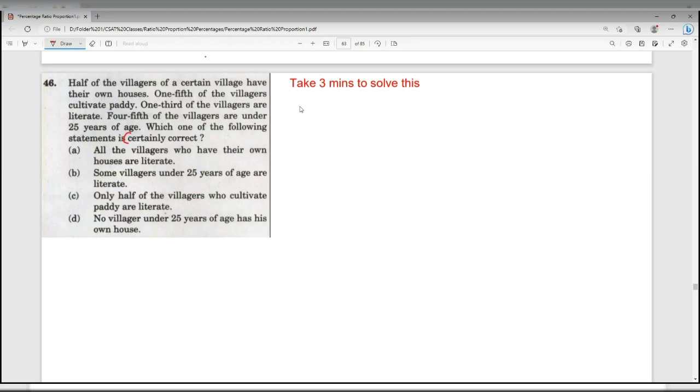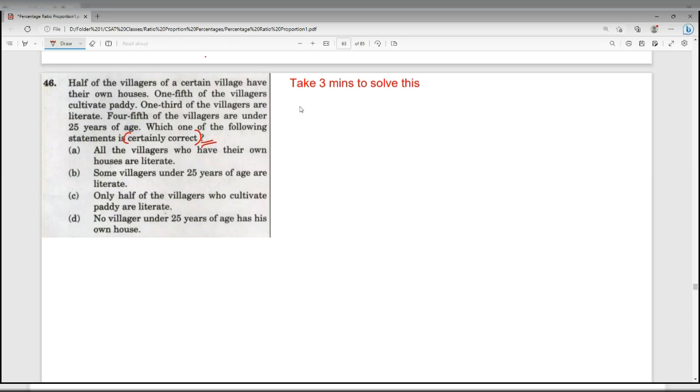So this you have to remember, certainly. This is guaranteed. It has to be correct. And the statements are: all the villagers who have their own house are literate. Some villagers under 25 are literate. Only half of the villagers who cultivate paddy are literate. No villager under 25 years of age has an own house. So we have to find out which statement is absolutely correct among these 4.